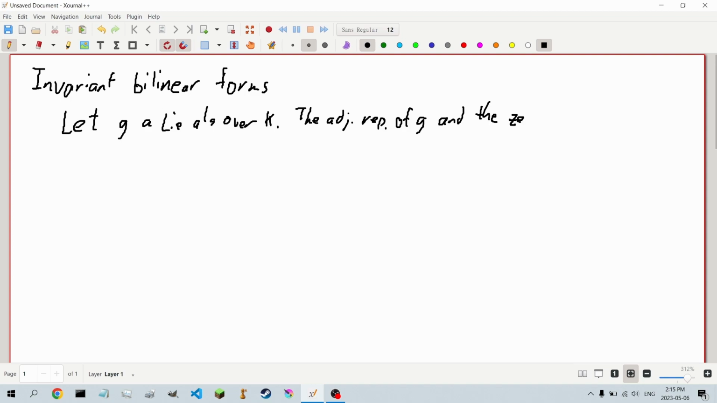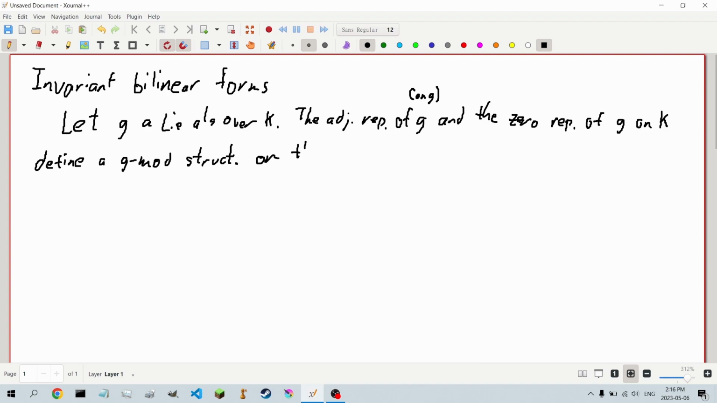And the zero representation. I should specify here, the adjoint is on G, and the zero representation is going to be on K. These define a G module structure on the K module which we're going to call N of bilinear forms on G. It's going to be sending two elements of G into K linearly. And then I guess we want to see which of these bilinear forms are invariant from before.